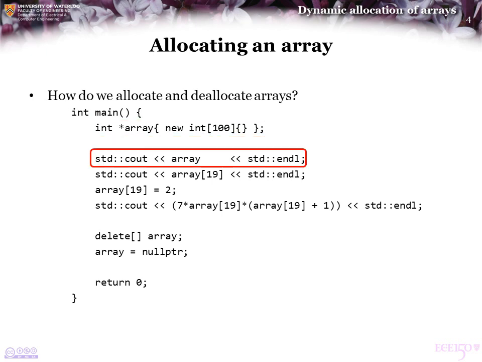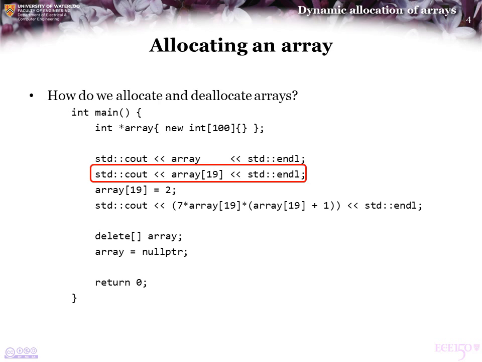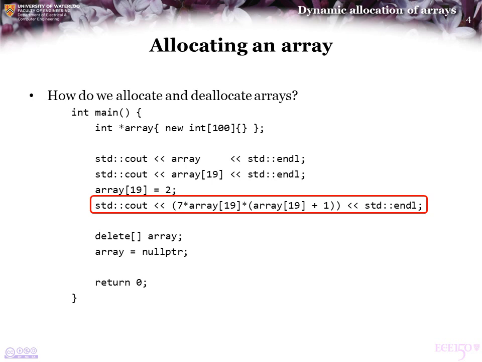We can print out that address, and then we can use that array just like we can use any local array. So here I'm printing out the 19th entry, which is going to be 0 because, again, remember we initialized everything to 0. I will then assign to the 19th entry the value 2, and here I'm going to use that 19th entry in an arithmetic expression, 7 times 2 times 3, which is 42. So that will be printed.